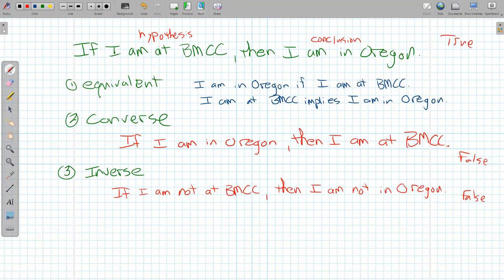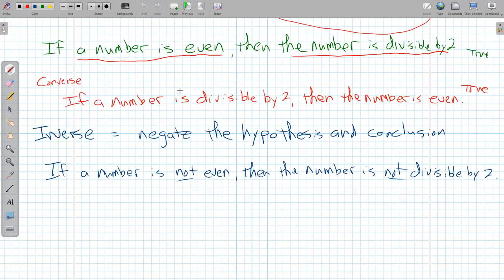If we take a look at the inverse of the even number example, if a number is not even, then it is not divisible by 2. Okay, so let's see, 3 is not even, it's also not divisible by 2. Pi is not even, it's also not divisible by 2. So I think we can show that any number we pick that's not even, 2 is not going to go into it. So in this case, it's true.